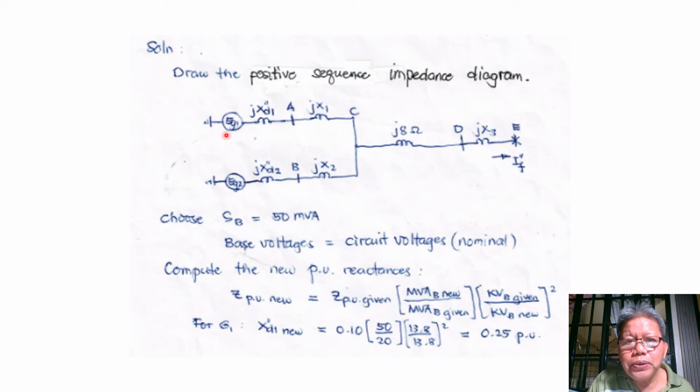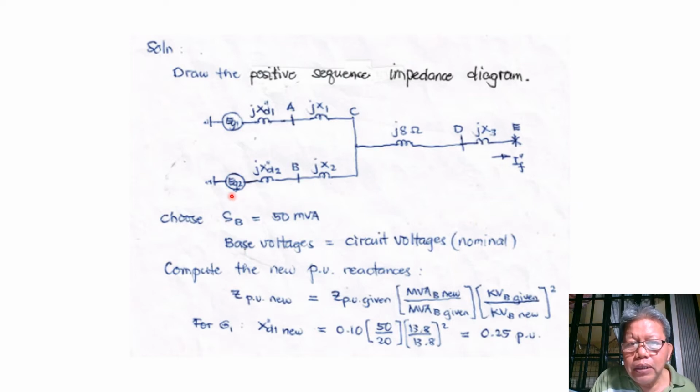So for the solution, we draw the positive sequence impedance diagram. For our generator 1, we have here EG1, representing the phase voltage of generator 1, and then its positive sequence subtransient reactance XD1 double prime. And then we have here bus A, and we have transformer 1, represented by JX1, connected between A and C.